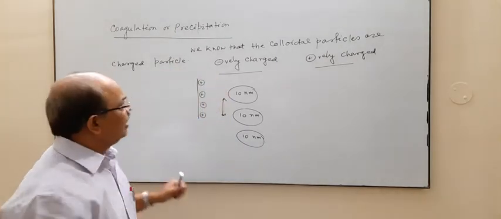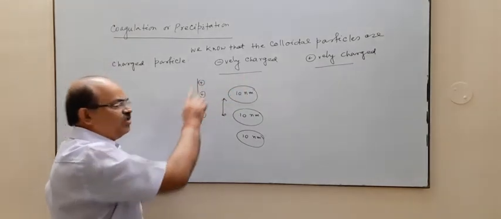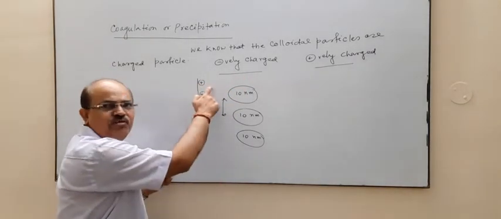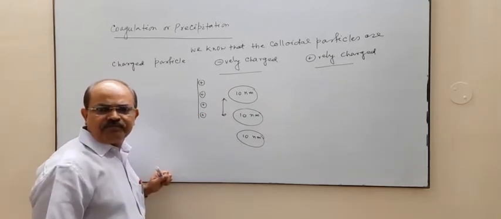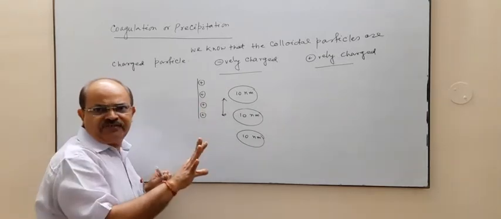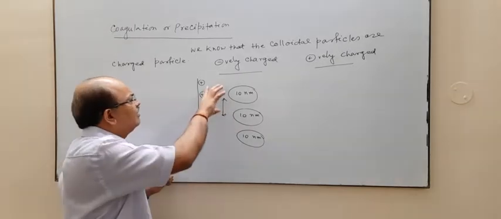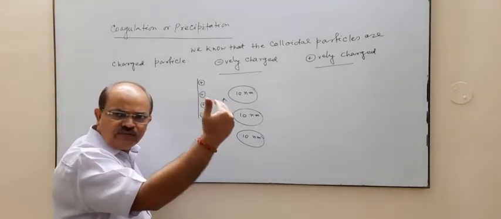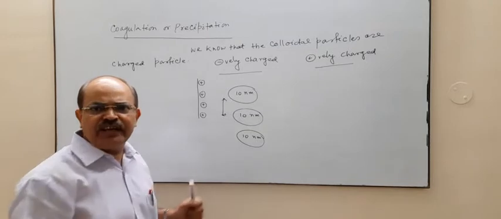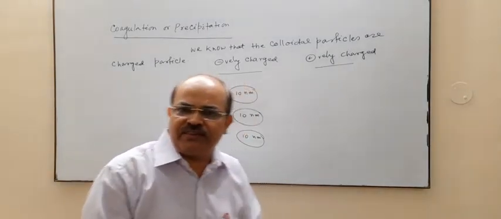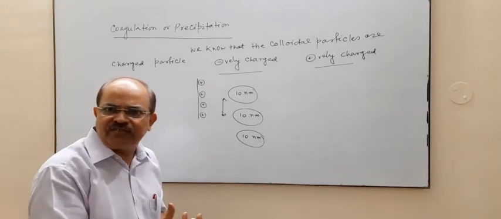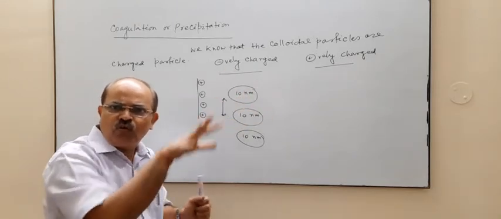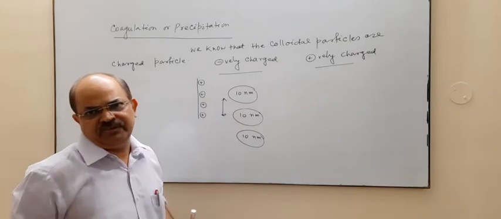However, if we are able to remove this charge, if we are able to neutralize the charge present on colloidal particles, then what happens? Their charge will vanish, and when there is no charge on colloidal particles, they will settle down and form an aggregate, and it will coagulate or precipitate.